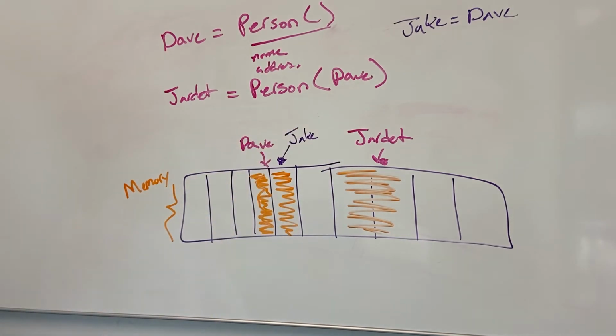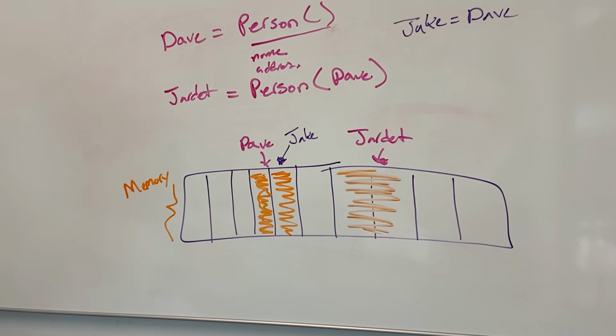Jake. So does it make sense to say that these variables are merely just boxes that hold a value? I would argue that instead of thinking of it in that way, we could think about it in terms of a sticky note.